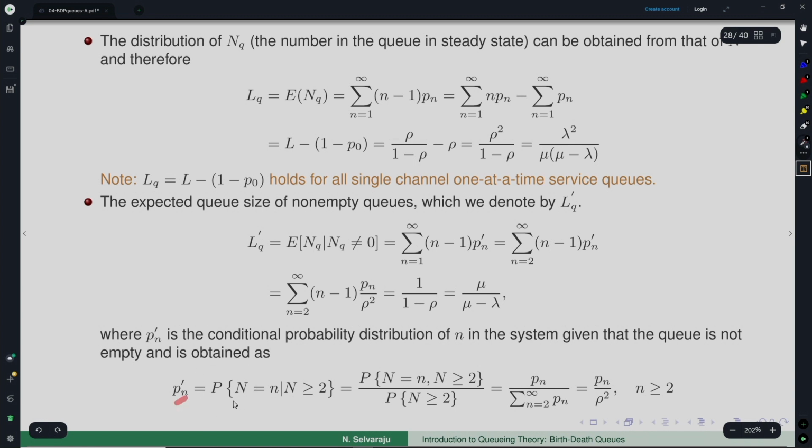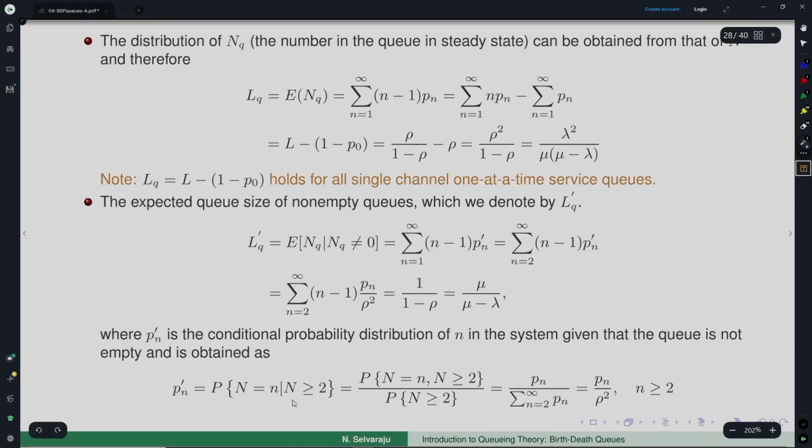What does that mean? Pn dash is the probability that N is equal to n, given that the queue is not empty, which means there are at least 2 customers in the system. If there are 0 customers in the system, both system and queue are empty. If there is 1 customer in the system, the queue is empty, but the system is not, because he is getting served. If there are 2 customers in the system, one is in service and the other one is in the queue, so a non-empty queue is there. That would require that your capital N is greater than or equal to 2.